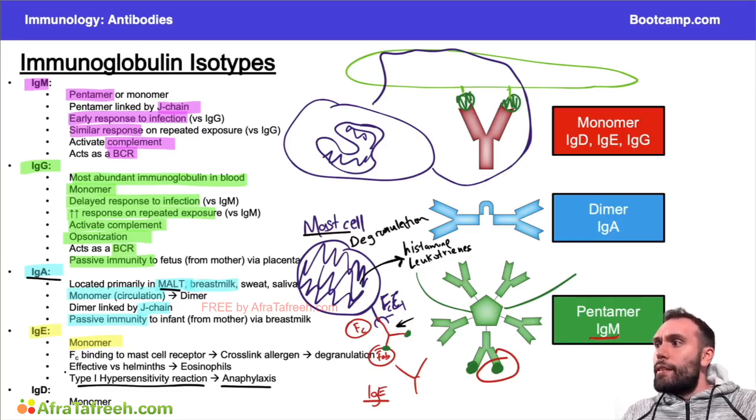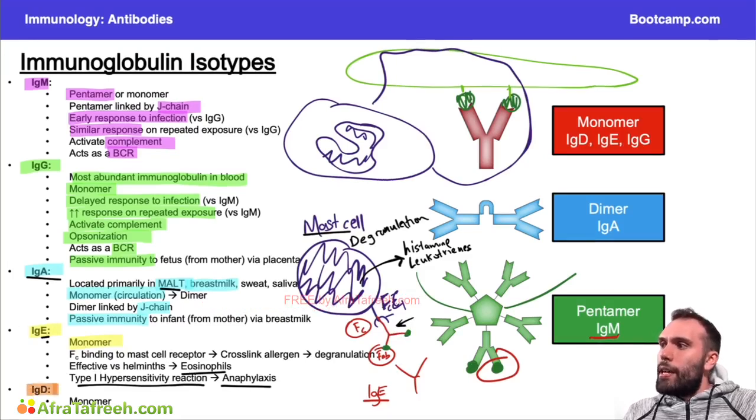Now, in general, like we said, the IgE response is particularly effective against helminths, and we can remember IgE with eosinophils. Lastly on here, we have the IgD antibody, which is not particularly high yield in general. We won't go into too much detail on this. Just remember that it's a monomer.